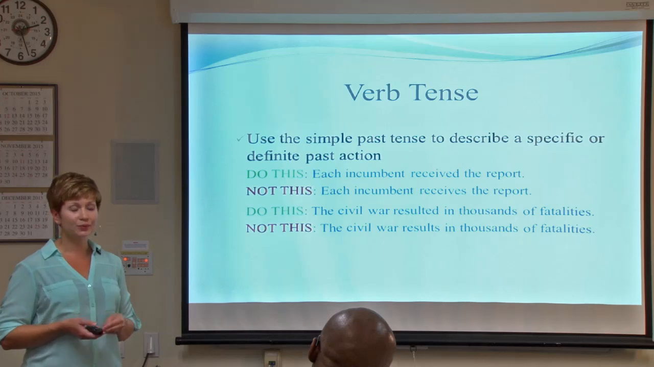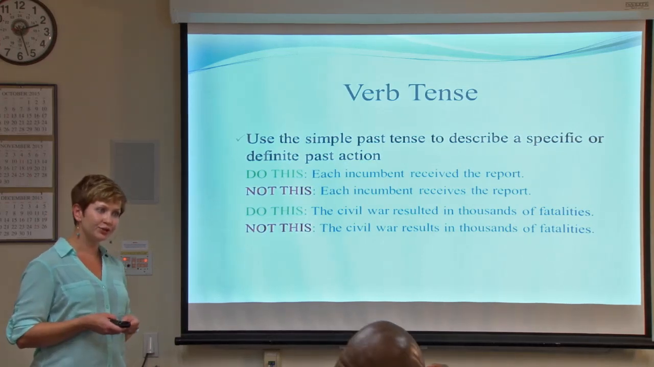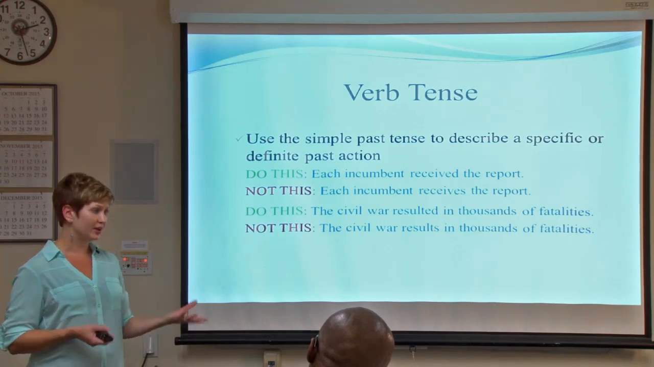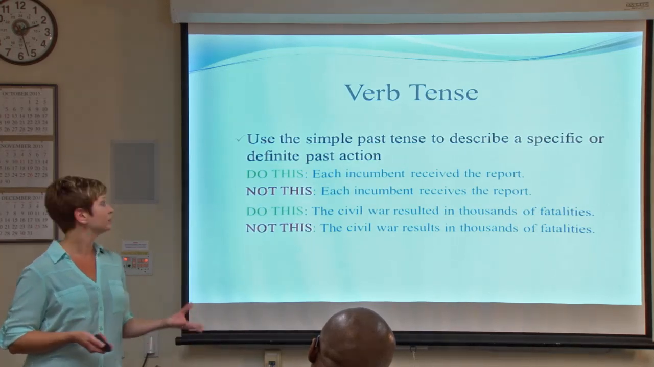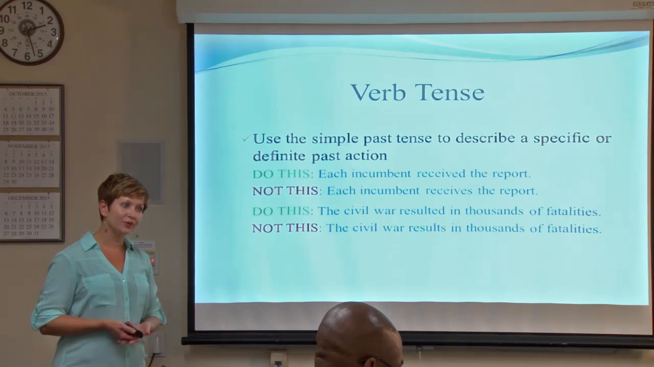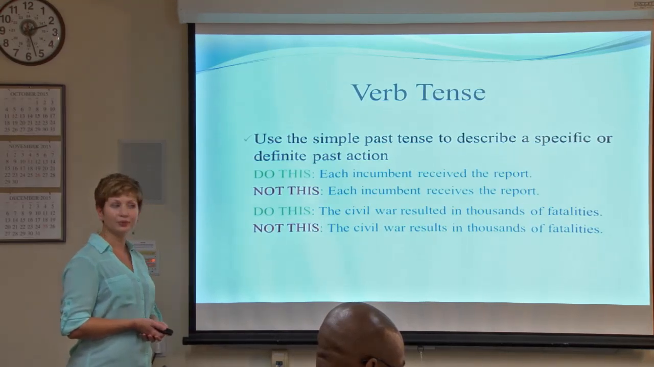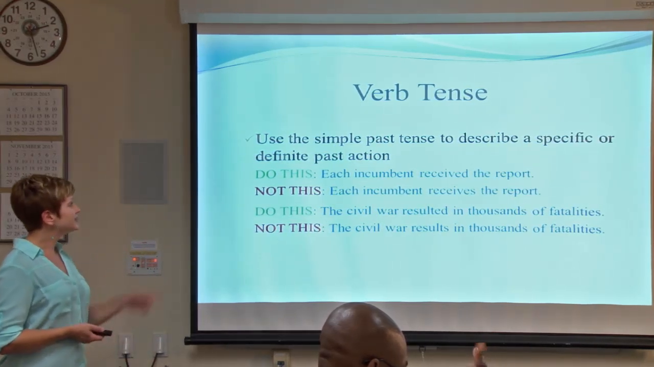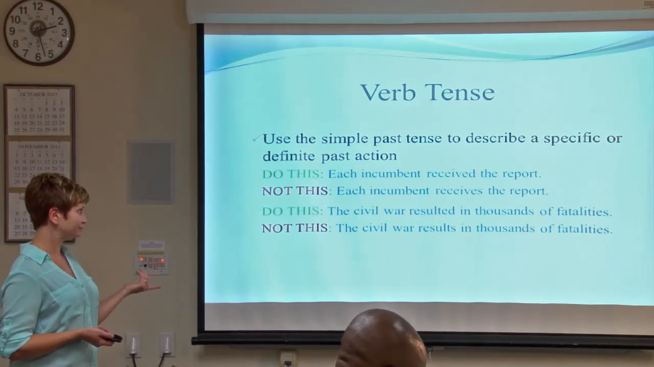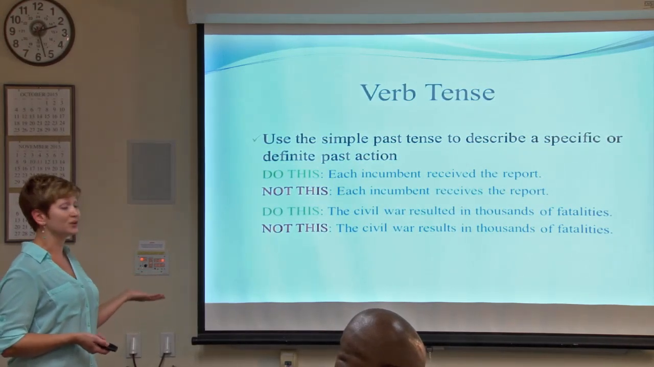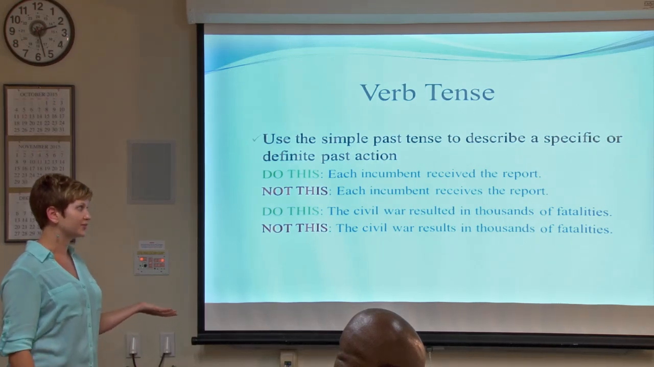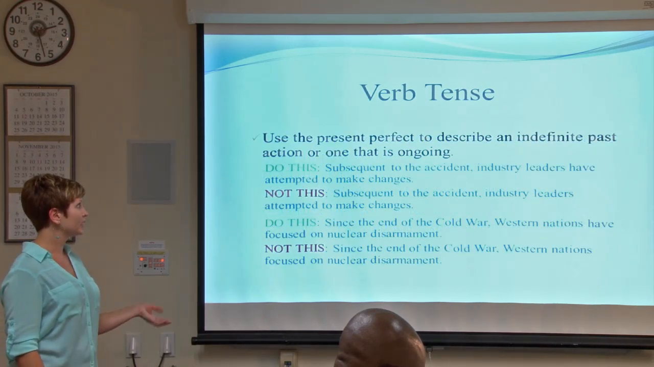APA has very specific rules about the verb tenses you use to discuss elements of methodology and areas in your literature review. Overall, these are just general guidelines for picking the right verb tense when you're talking about your material. Use the simple past tense to describe a specific or definite past action. So each incumbent received the report. The Civil War resulted in thousands of fatalities.